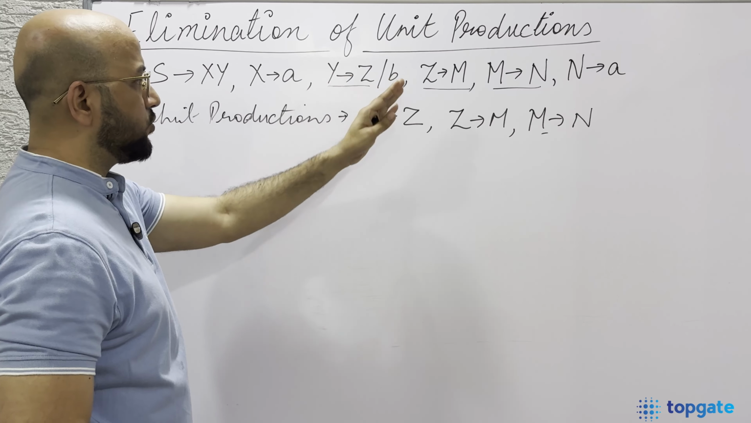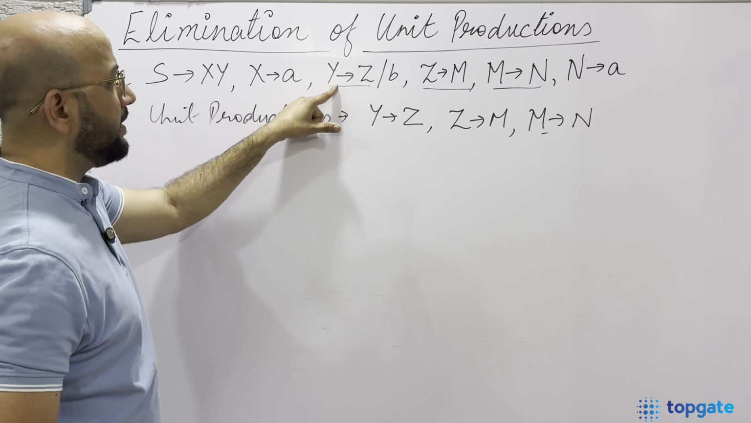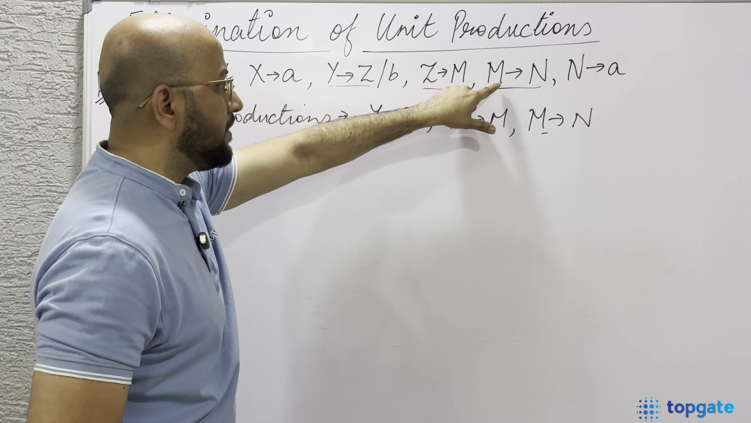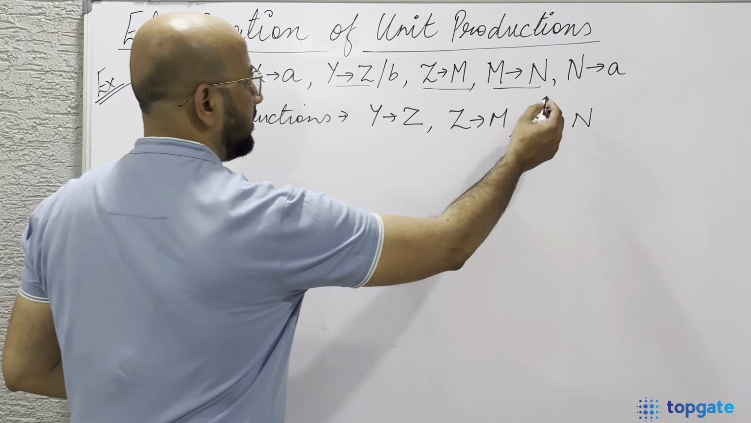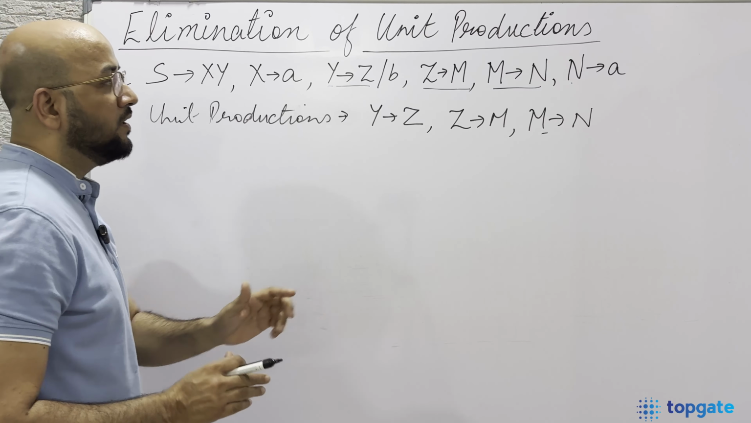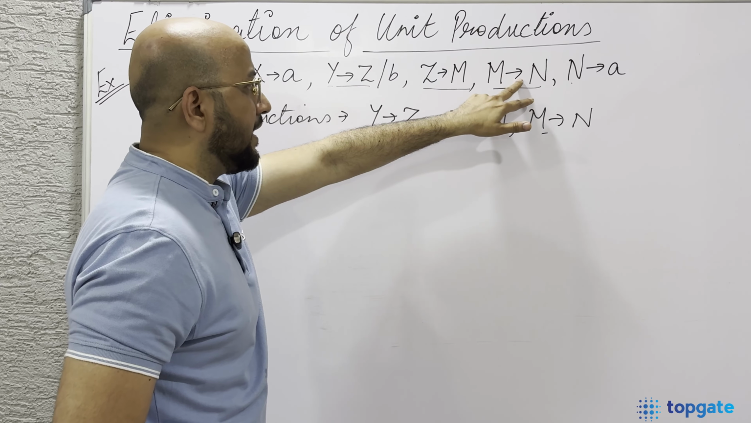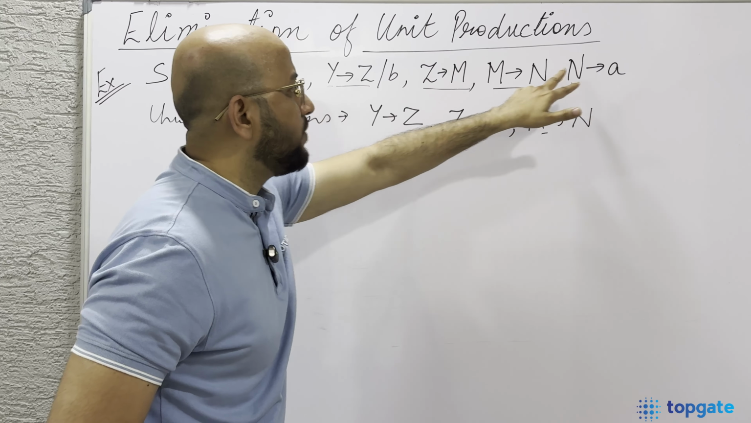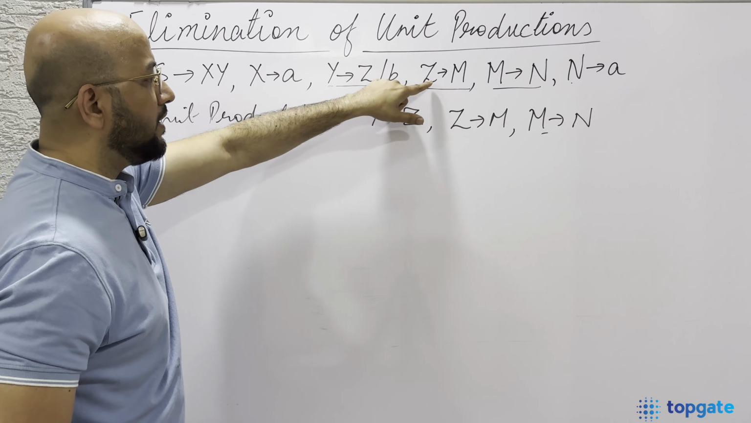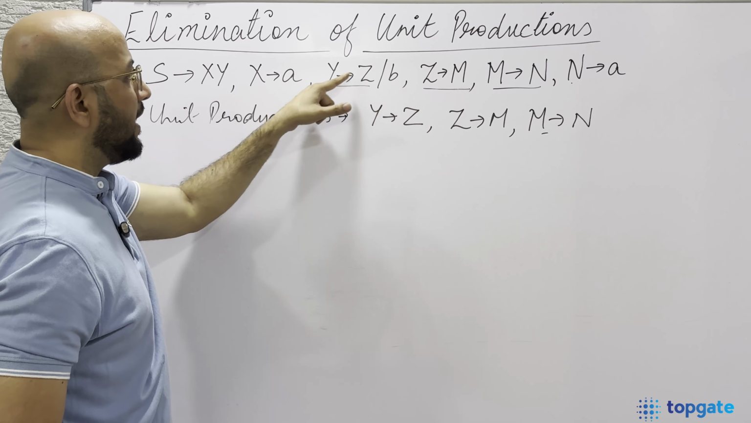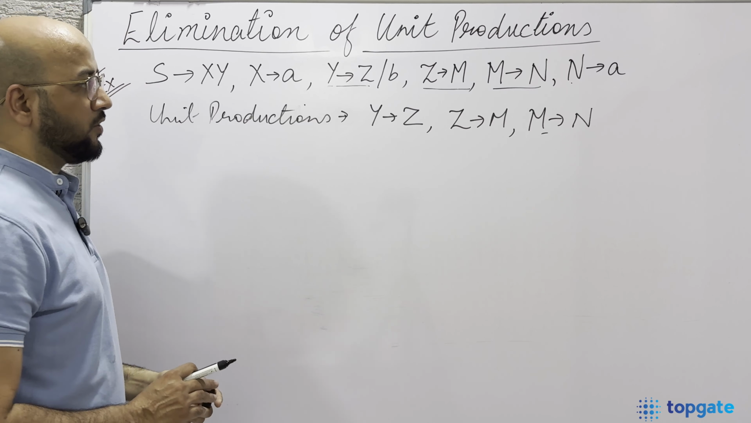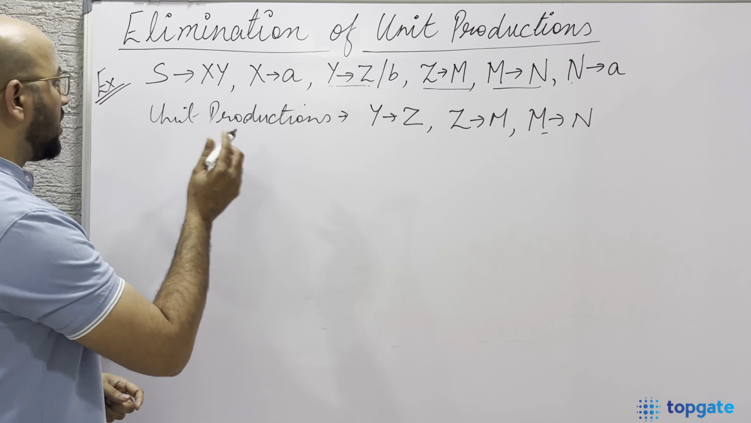If you analyze this, you can see that y is deriving z, z is deriving m, and m is deriving n, and n is deriving a small letter a. So what does that mean? If m is deriving n, then if I put this value here, m will also derive a. Correct? Similarly, z will also derive a and y will also derive a. That is how we eliminate a particular unit production. So let's see how we do this.